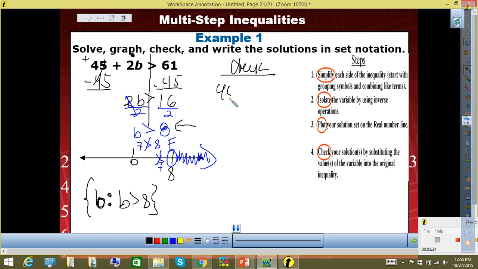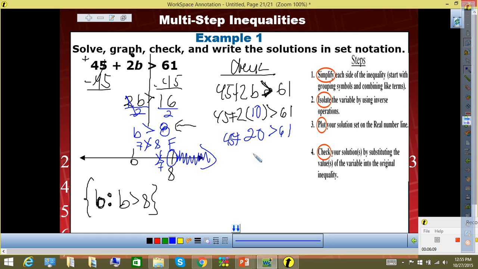We write this, 45 plus 2B greater than 61. Which number would you like to test? 10, okay. So instead of B, we're going to substitute in there with the parentheses. I'll bring everything else down, greater than 61. And I'm going to substitute the value of 10 because it's part of the solution set. Is that correct? All right, what is 2 times 10? 20 plus 45 greater than 61. 45 plus 20, that's 65. Is 65 greater than 61? Yes, that is true.